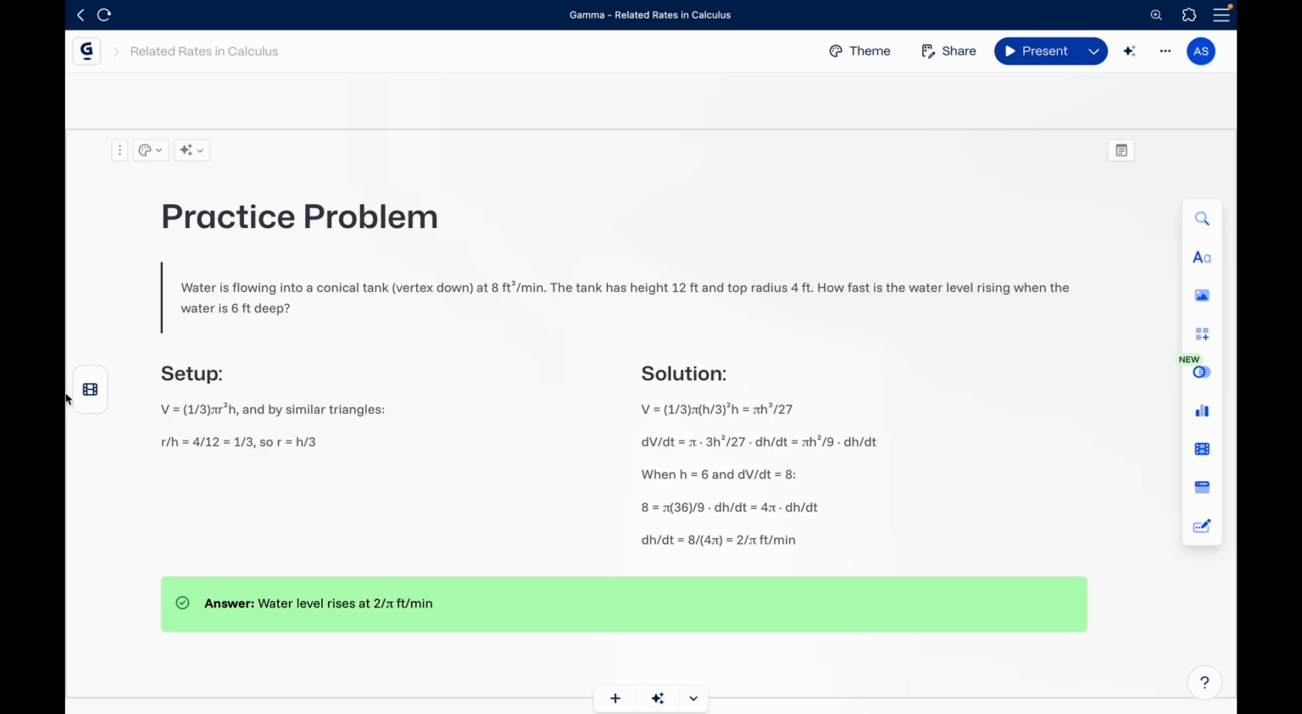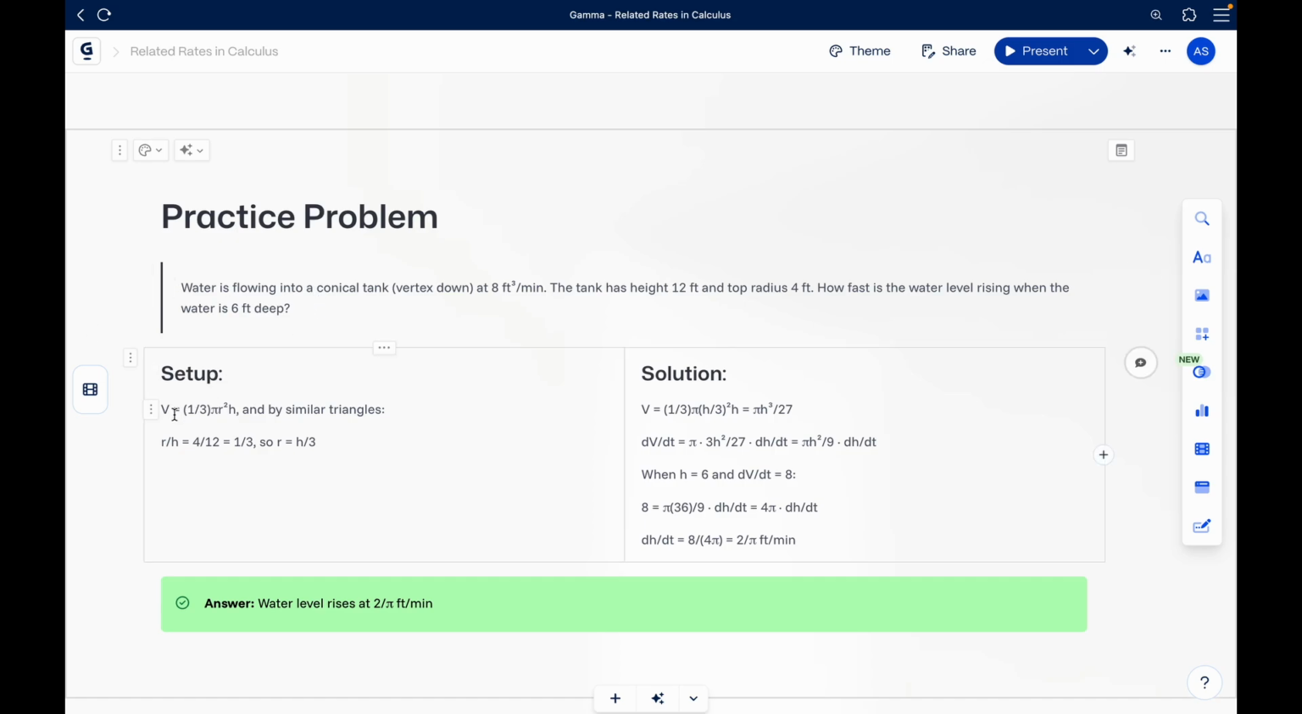So this is a flow problem, which I'll explain in a second, and it says that water is flowing into a conical tank, basically a tank with the shape of a cone, and it says vertex down, so the point will be down on the bottom, at 8 feet cubed per minute. The tank has a height of 12 feet and a top radius of 4 feet. How fast is the water level rising when the water is 6 feet deep?